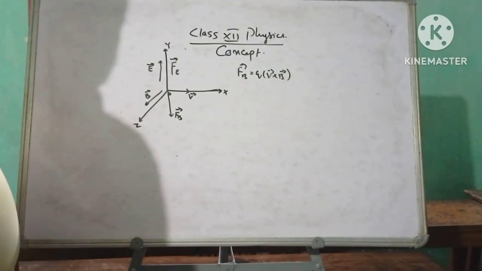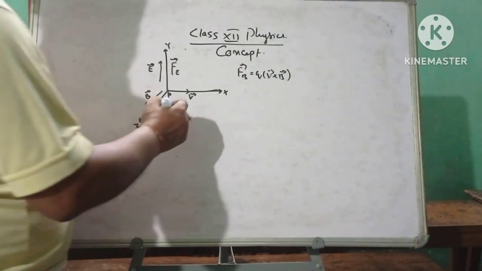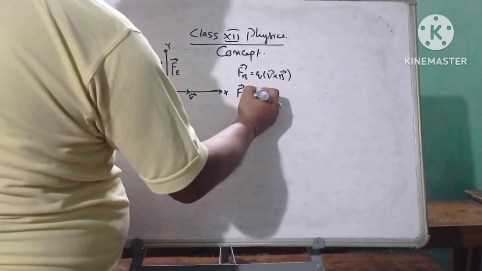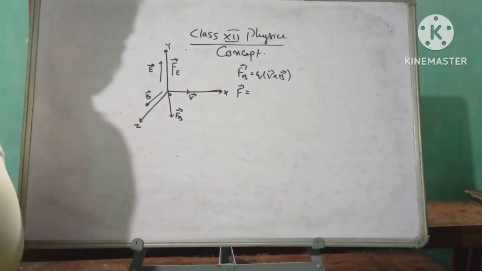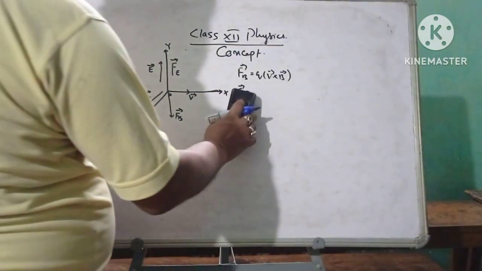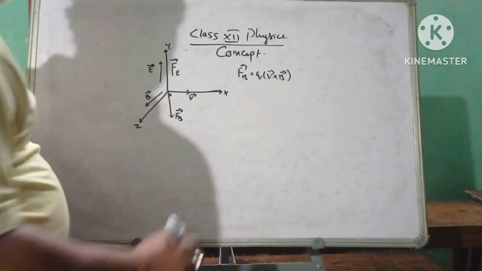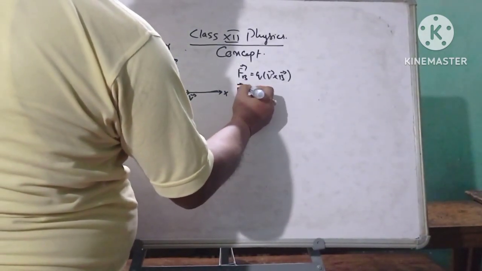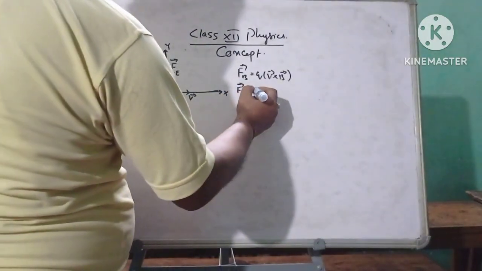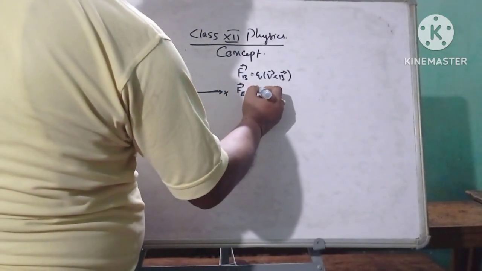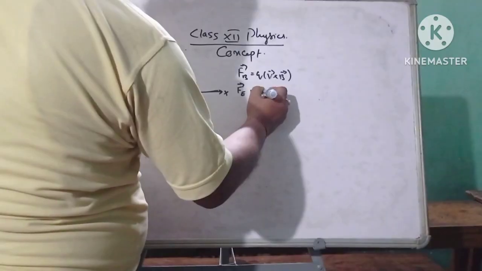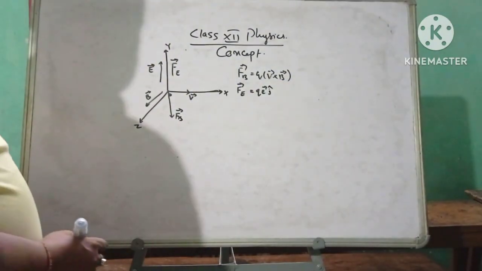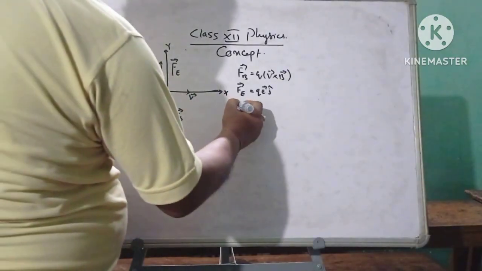So here you see that the net force on this charge will be F. Let us take it this way: the electrical force Fe is acting along the y axis, so it is qE J cap. This is your electrical force, and then your magnetic force.